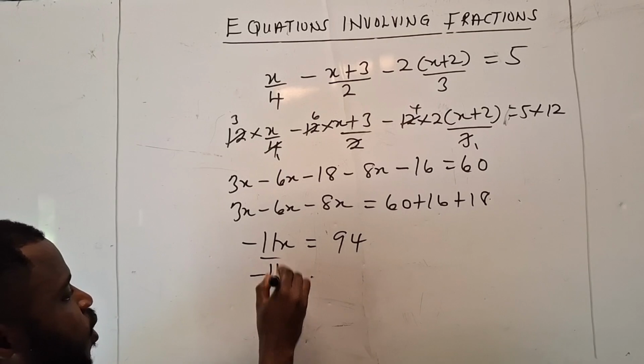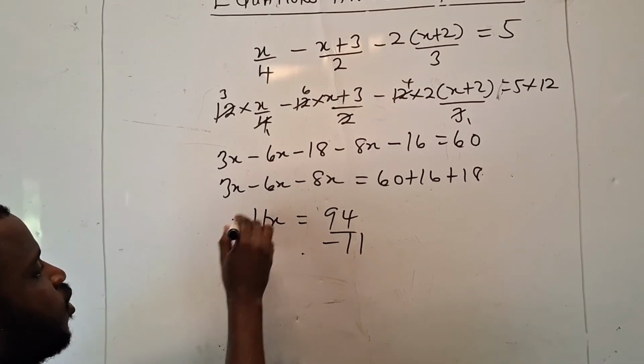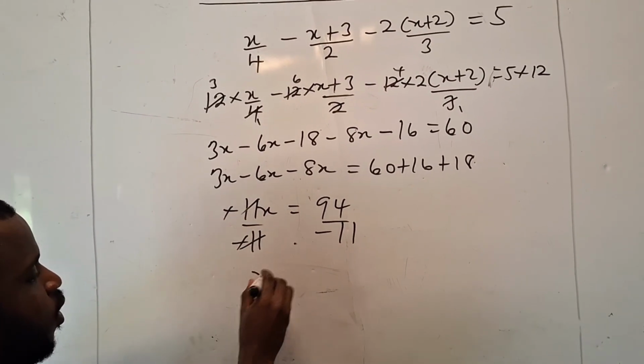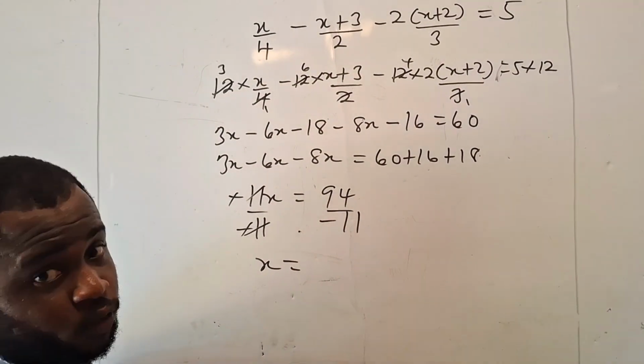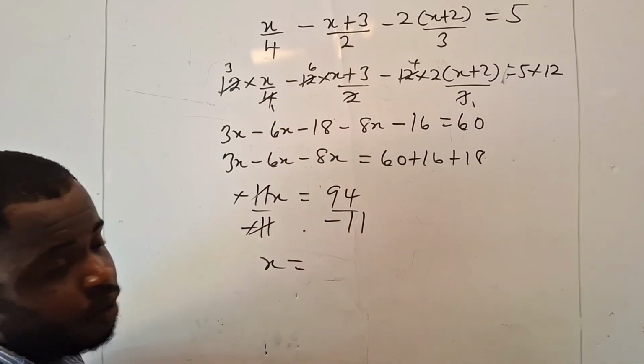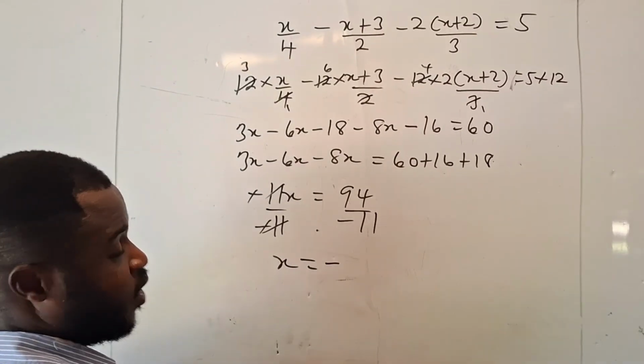So we divide both sides by the coefficient of the x, negative 11. Then this cancels out, we get x here. Now negative 11 divided by 94. It cannot go inside equally. But what you have to know, the answer will be negative.